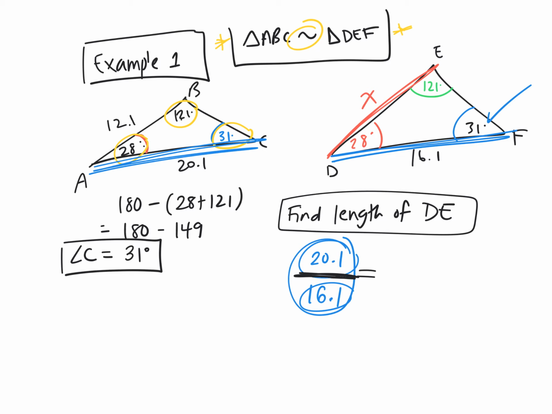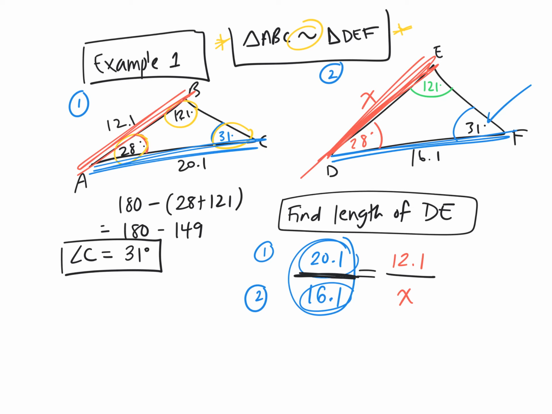Again, you have to write it in the correct order. I'm going to call this triangle 1 and triangle 2. If I'm writing my ratio of triangle 1 over triangle 2, I have to write the next one in the same order. So 20.1 over 16.1 is equal to, well, which side length corresponds to DE? AB. So it's 12.1. Again, I start with triangle 1 over triangle 2, and in triangle 2, the side length is unknown. So my proportion is 20.1 over 16.1 equals 12.1 over X.